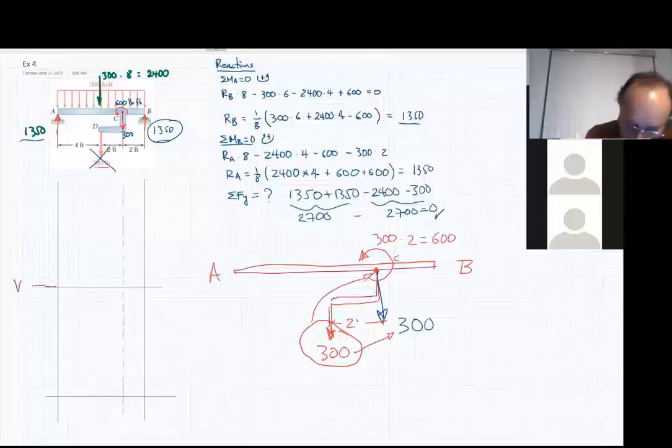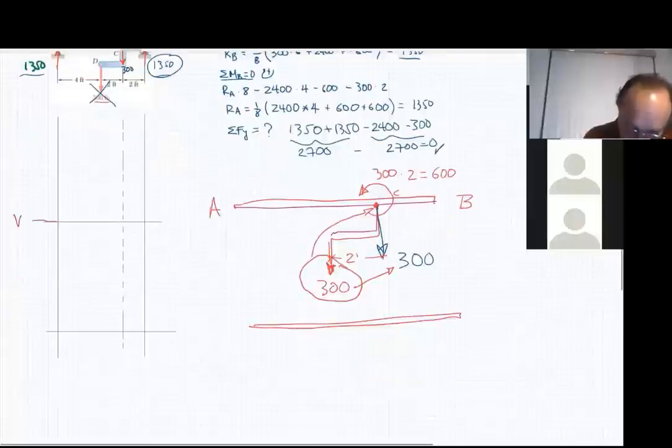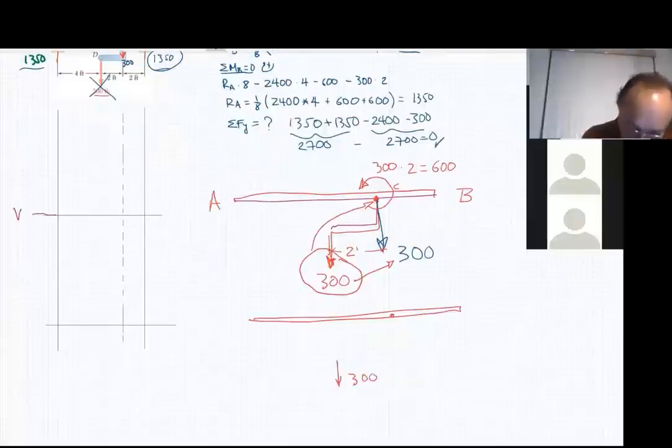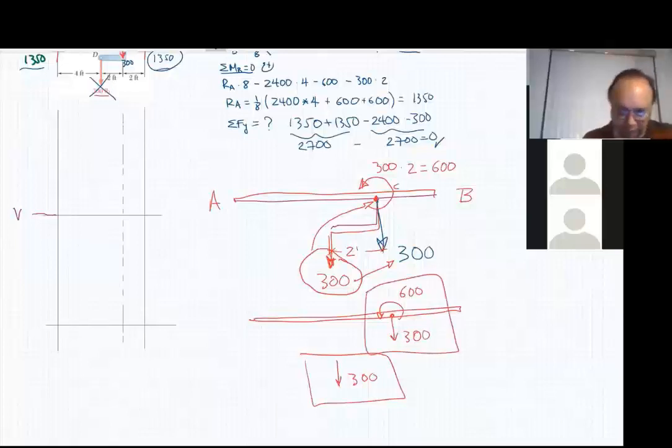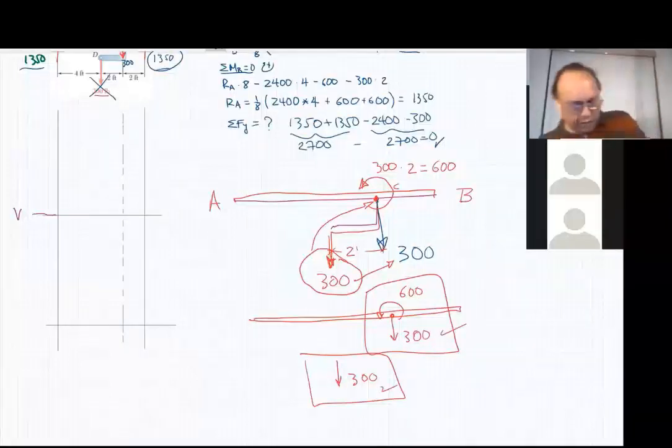Let's do it here again. The original force was here at 300. Now you have an equivalent load pair of 600 and 300. This load is equivalent to this couple here. These two things are equivalent. That's how you move forces outside of the original location. Okay? Okay, got it. Yeah, thank you.